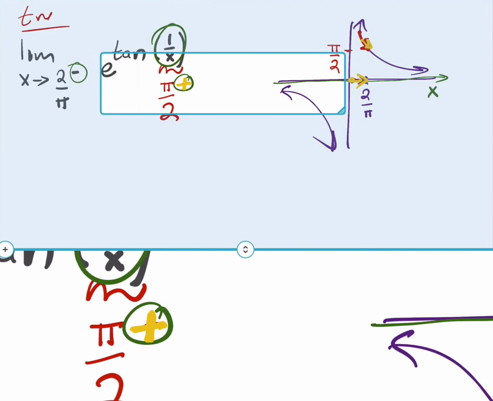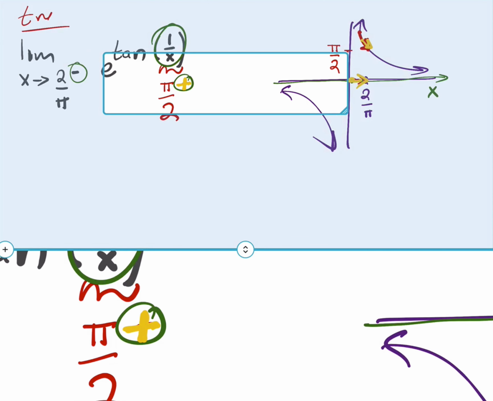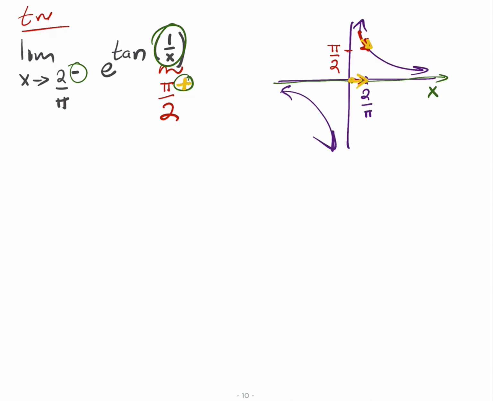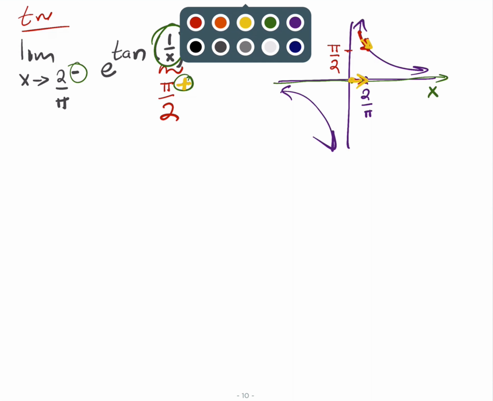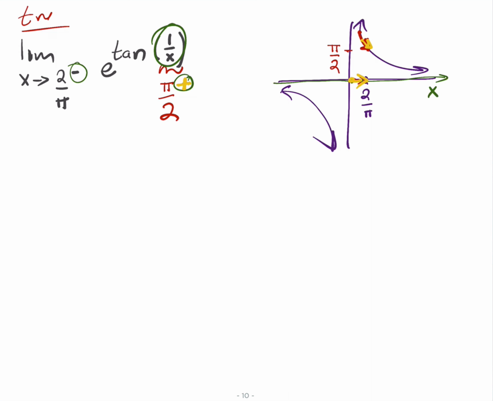Does that make sense? Yes or no? Yeah. Okay, so it's weird, but it makes sense, right? Sort of. Well, it probably does not make full sense, but if you think it through, it does, right?